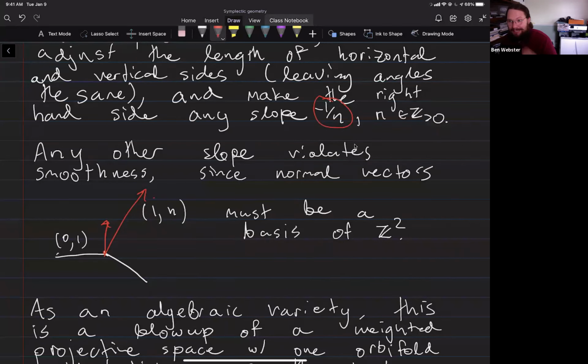And since it's pointing, sorry, it's not pointing upward, it's pointing rightward, so it must be 1. And then the y coordinate can be anything, because I can always subtract multiples of the other basis vector from it. That's fine. So I'm going to get lots of different possibilities, but they all have this integrality condition for the slope.